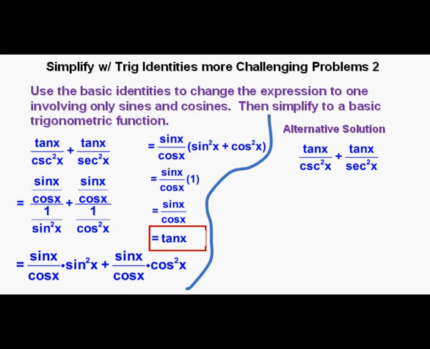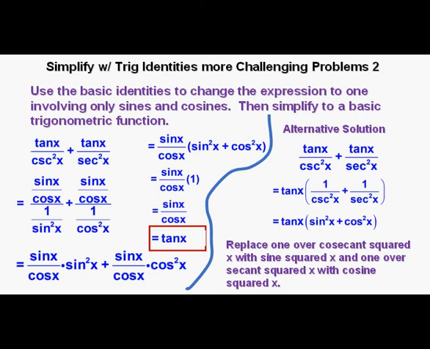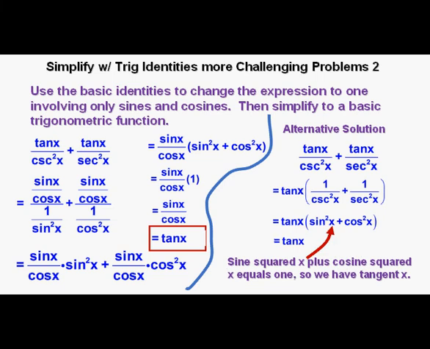In this alternative solution, instead of changing the tangent x to sine x over cosine x, we simply factor out the tangent x first. So we have tangent x times the quantity 1 over cosecant squared x plus 1 over secant squared x. Next we can replace 1 over cosecant squared x with sine squared x, and also replace 1 over secant squared x with cosine squared x, which, using the Pythagorean identity, simplifies to 1, so we are left with the tangent of x, which we again box in as our correct answer.